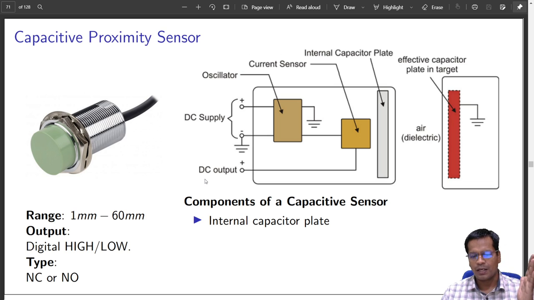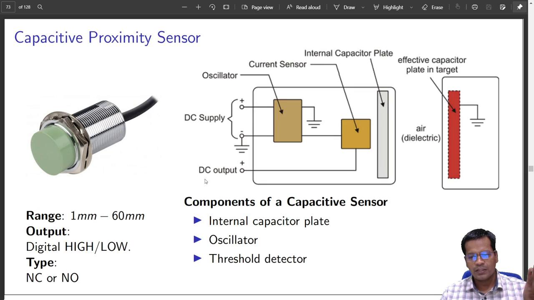So it has an internal capacitance plate and an oscillator threshold detector. This is basically the current sensor, detecting current. This is basically the threshold detection. Beyond a certain current, because of this capacitor that is added, you will see more current flowing through this. As soon as current increases, it gives you a high value. So that is the threshold detector.